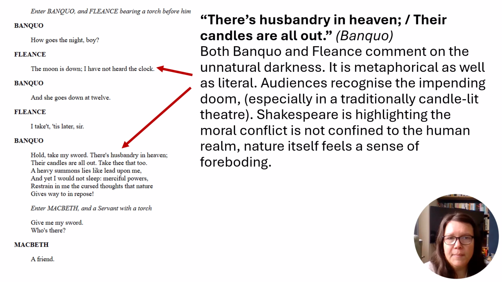So we're starting at the beginning. You're trying to choose about 6 quotes. So you're going to pick 2 from the beginning, 2 from the middle, 2 from the end. And my first quote is, "There's husbandry in heaven. Their candles are all out."